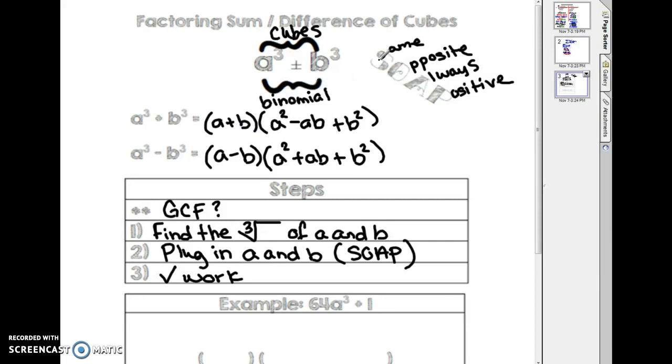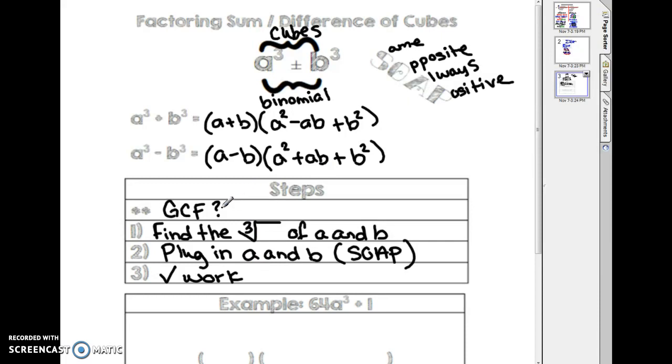Now, the way they work is this SOAP kind of thing. You keep the same sign the first time. So it was positive, positive. But then the second one is opposite. And then this one's always positive. So if you notice, the last one's always positive. But the first one is always the same. And the middle is always opposite. So that's the SOAP thing.